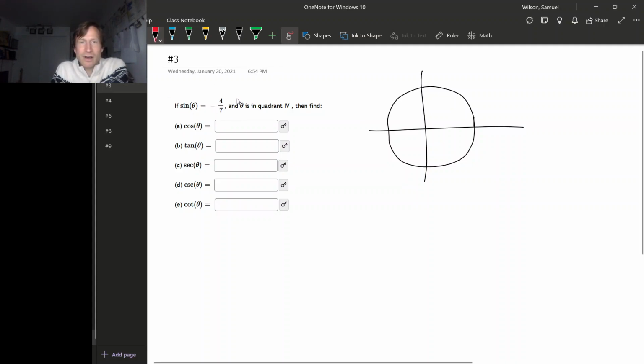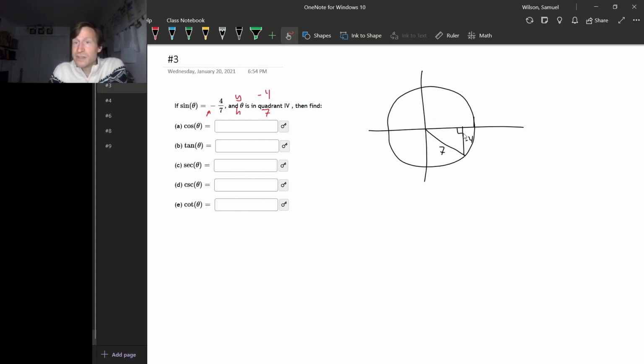Sine is the y-coordinate over the hypotenuse. And the hypotenuse can't be negative. So this minus sign has to go with the y-coordinate. So y is negative 4, and the hypotenuse, which is also the radius of the circle, is 7. And we're in quadrant 4, so we're down here somewhere. The y-coordinate is minus 4, and the hypotenuse is 7.